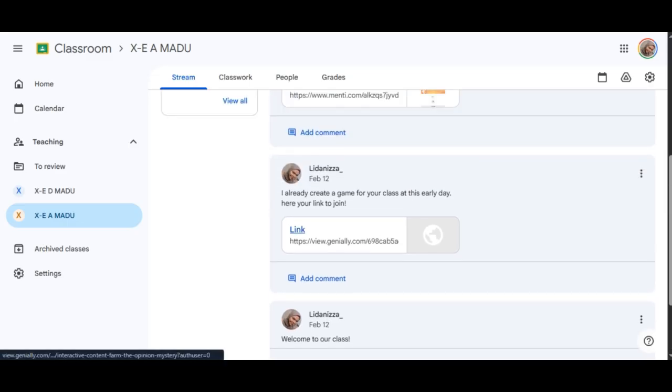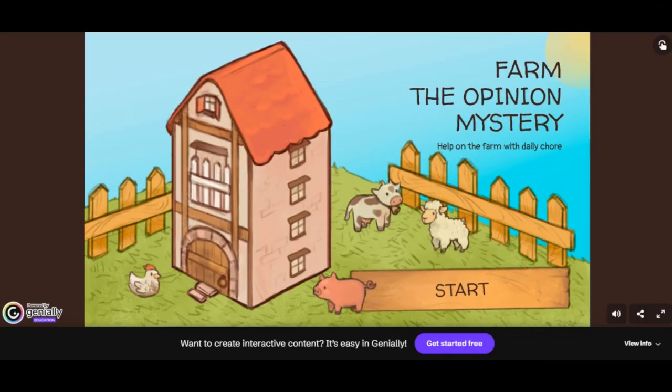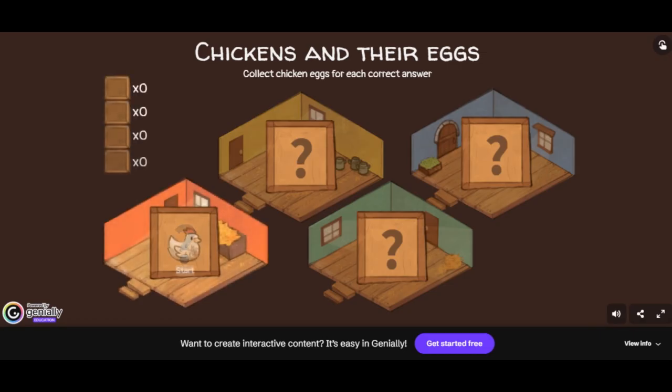Before explaining the learning activities, I would like to show you the questions and interactive tasks that I created in Genially. These activities were designed to help students review the material, practice their understanding, and stay actively engaged throughout the lesson. In Genially, I created 4 levels of interactive questions with a farming theme. In this activity, the students take care of 4 different animals, and each level represents one animal.